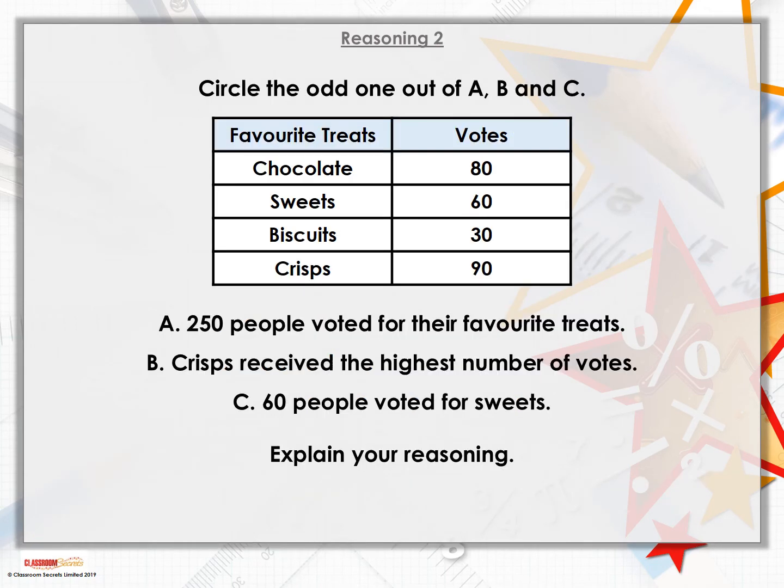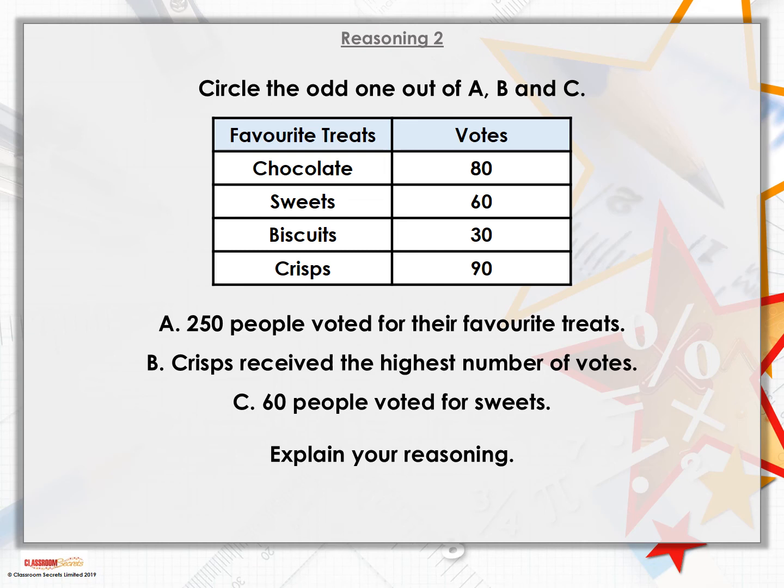Right, next reasoning question. It says circle the odd one out of A, B and C. So we're going to use that information in the table. You can see favourite treats: chocolate, sweets, biscuits and crisps, and it's got a number of votes at the side of each one. So you need to work out each of these three questions first, and then see which is the odd one out. So 250 people voted for their favourite treats.